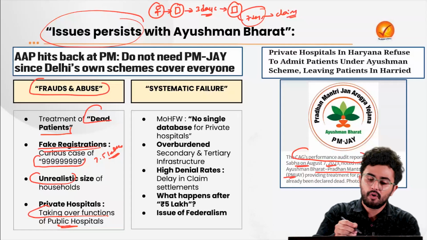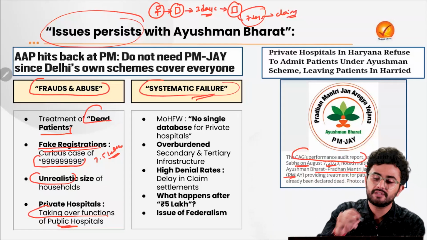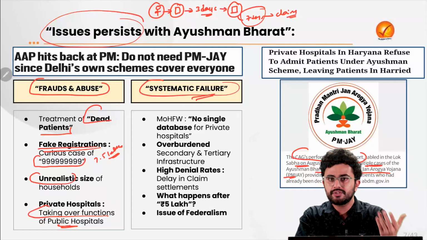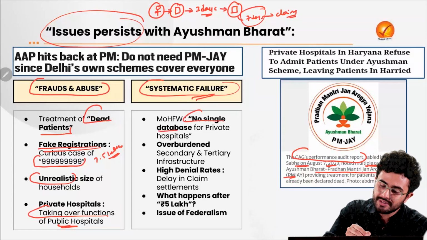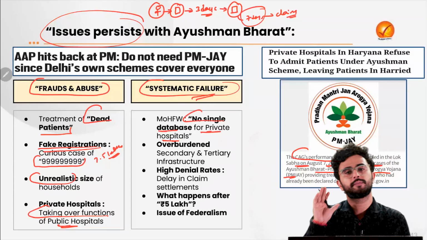But at the same time, there are also certain systematic failures which have occurred. For example, the Ministry of Health and Family Welfare says that it has no single database for the private hospital.